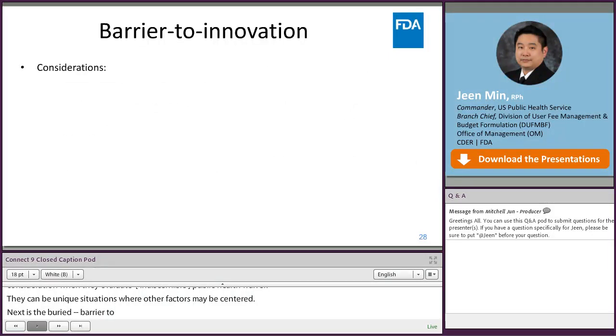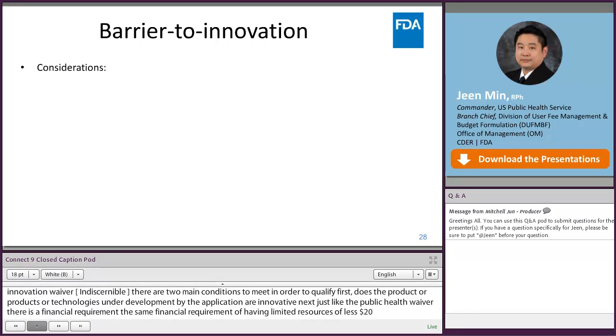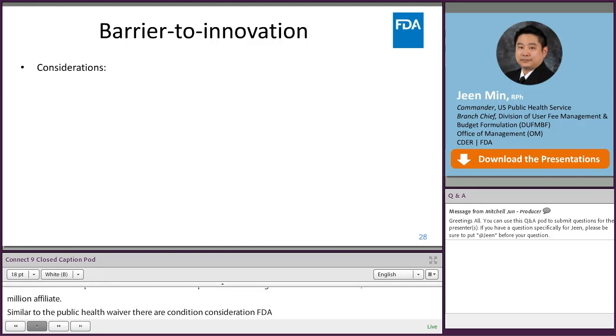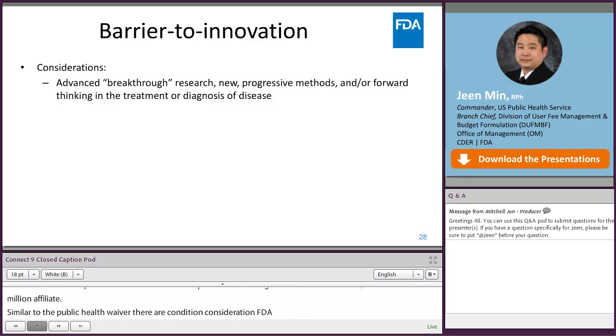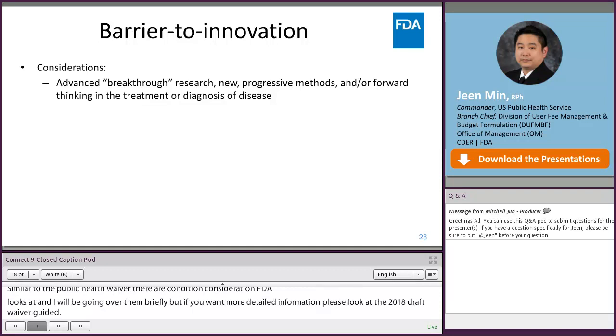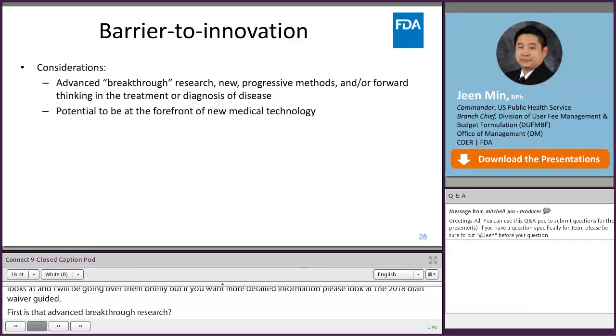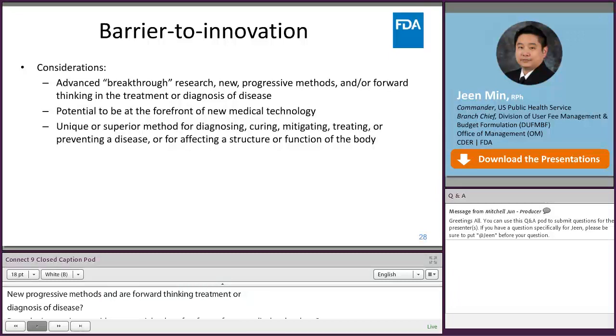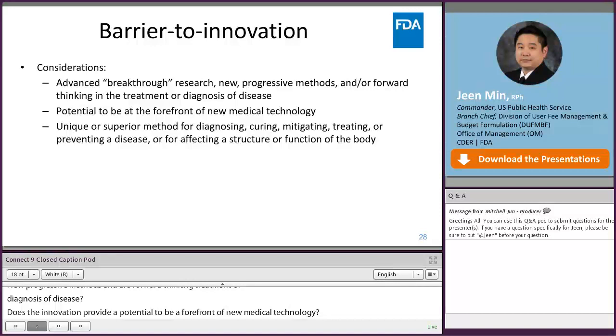Similar to the public health waiver, there are considerations that FDA looks at, and I'll be going over them briefly, but if you want more detailed information, please look at the 2018 draft waiver guidance. First, is it advanced breakthrough research, new progressive methods, and/or forward thinking in the treatment or diagnosis of disease? Does the innovation provide a potential to be at the forefront of new medical technology? Is it considered a unique or superior method for diagnosing, curing, mitigating, treating, or preventing a disease, or for affecting a structure or function of the body?